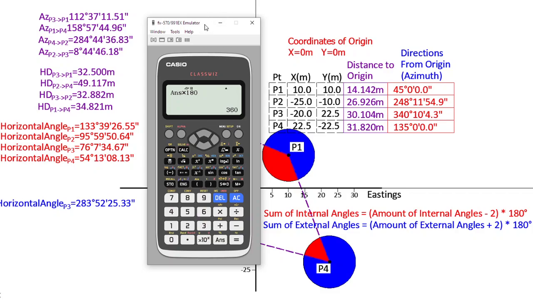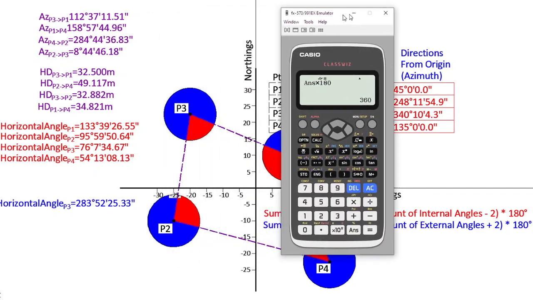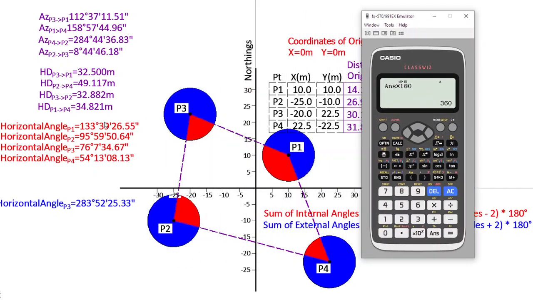But then I need to double check that's true. How will I double check that? Well, I need to add all these internal angles that I have here, and they should be this same value, okay? Now, when you are on the field and using an instrument, you're going to have some errors in your observations.